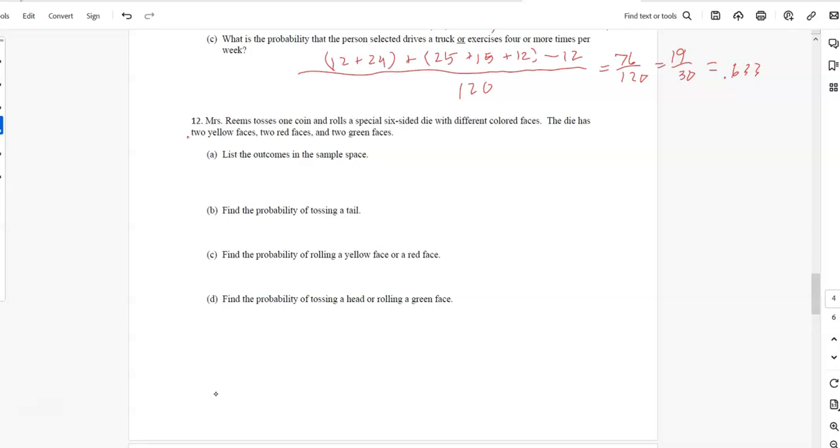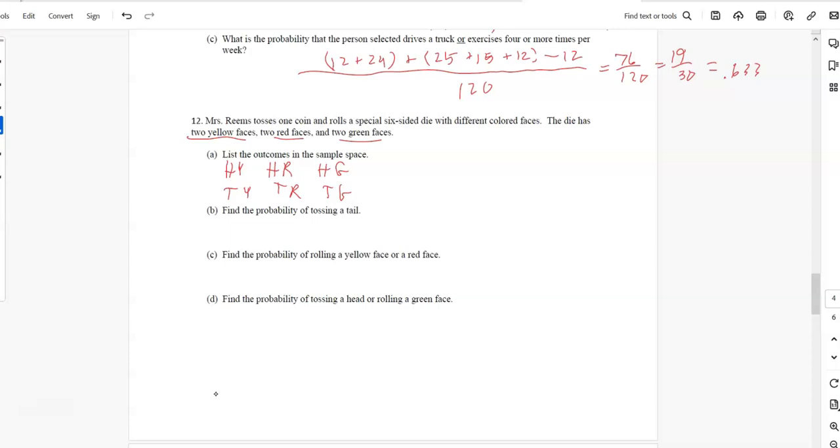So 2 yellow faces, 2 red faces, 2 green faces. So what are all the possibilities there? She's tossing a coin, so you could get head and yellow, head and red, head and green. You could get tails and yellow, tails and red, tails and green. I think that is the sample space. There are 6 possible outcomes.